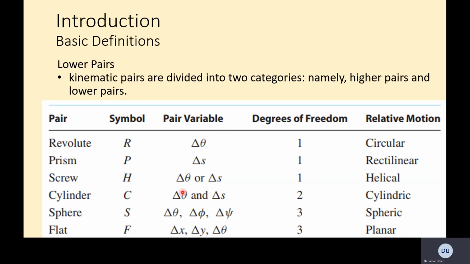I will just go over there. So for example, in the screw pair, these were not independent, so that's why it has just 1 degree of freedom, or the mobility is 1. But in the cylinder, you have the same parameters, or pair variables, delta s and delta theta, but both are independent, so that's why they have 2 degrees of freedom.